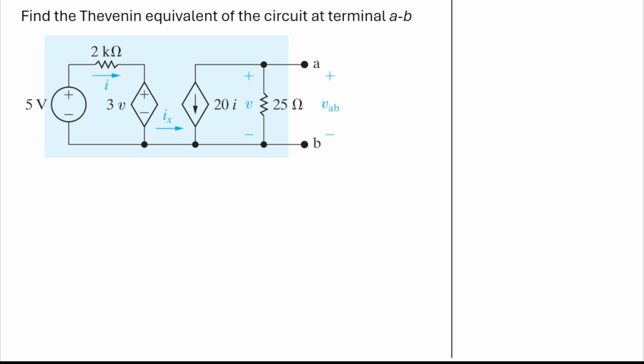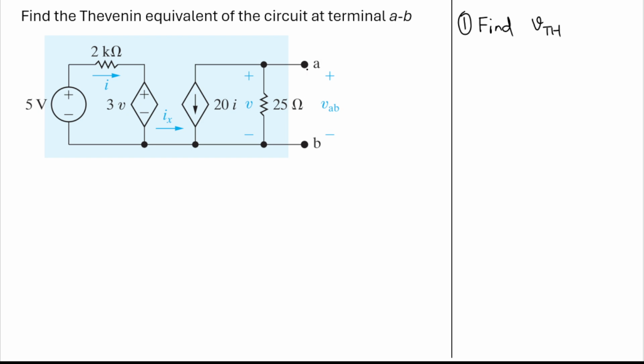Find the Thevenin equivalent of the circuit at terminal AB. Okay, I think because of these two dependent sources, we need to do special tricks here. And what I need to do first will be to find out the Thevenin voltage. So find VTH.